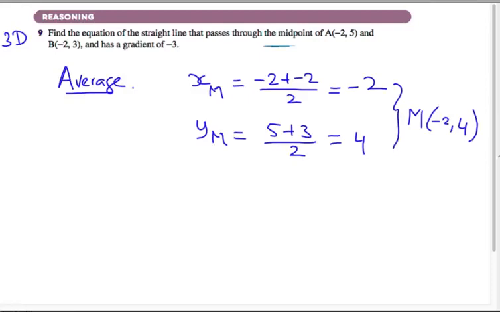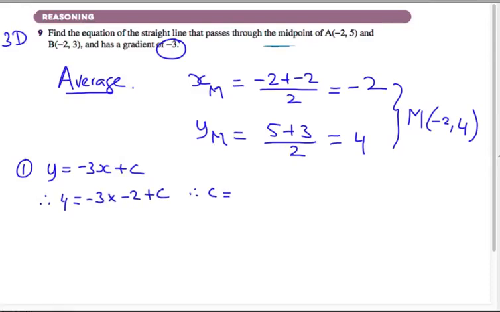So now I have a gradient of -3, and I know a point where this line goes through. So now I've got my choice again. Either I use y equals -3x plus c, because I know the gradient is -3, and I'm going to substitute in that point M, which means it's going to be 4 equals -3 times -2 plus c, which gives me c.